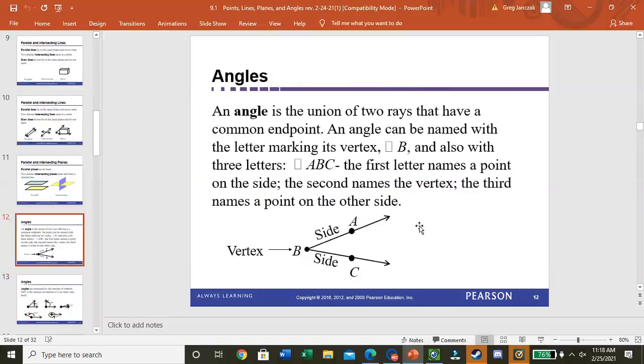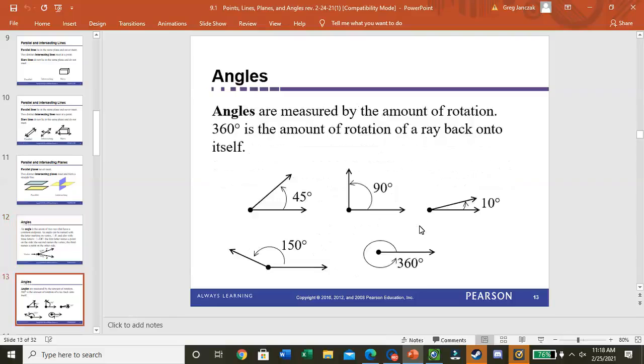Angles have two rays with a vertex as an endpoint. So angles are two rays with an endpoint named the vertex. Angles are measured by the amount of rotation. Positive angles rotate in a counterclockwise direction.